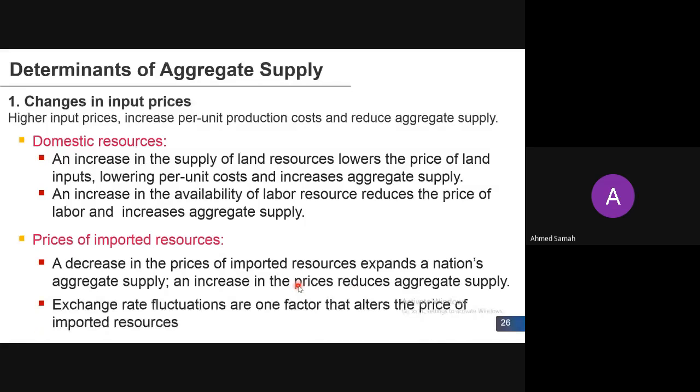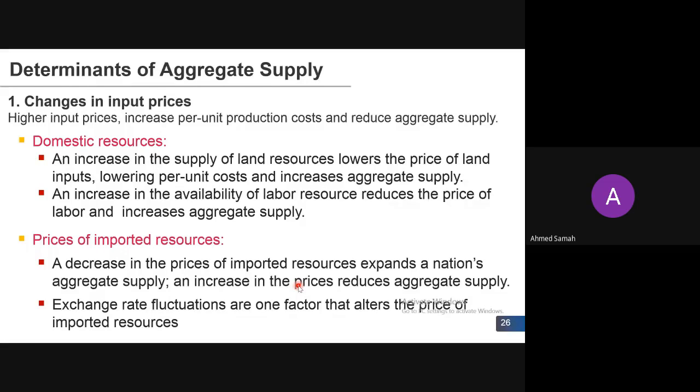Another thing which could affect the prices of imported resources is exchange rate fluctuations. So if our exchange rate depreciates, for example, the rupiah depreciates, now we will have to spend more rupiah to buy dollars. That means imported products are more expensive. So producers can now produce a lower amount of goods and services because the cost of inputs has increased. Because of that, aggregate supply will be reduced in this case.